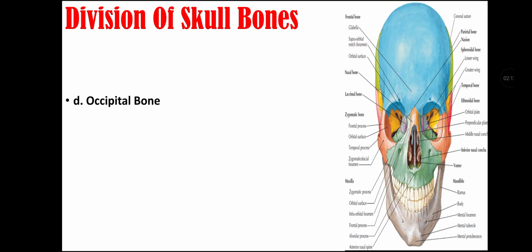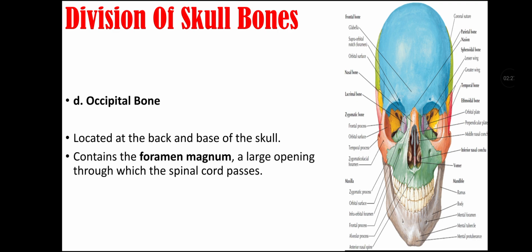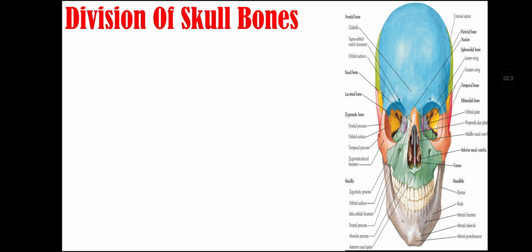Next cranial bone we have is occipital bone, that is unpaired bone, that means there is one occipital bone in every skull. It is located at the back and base of the skull. It contains foramen magnum, that is a large opening through which spinal cord passes. It articulates with the first cervical vertebra that is also called as atlas.